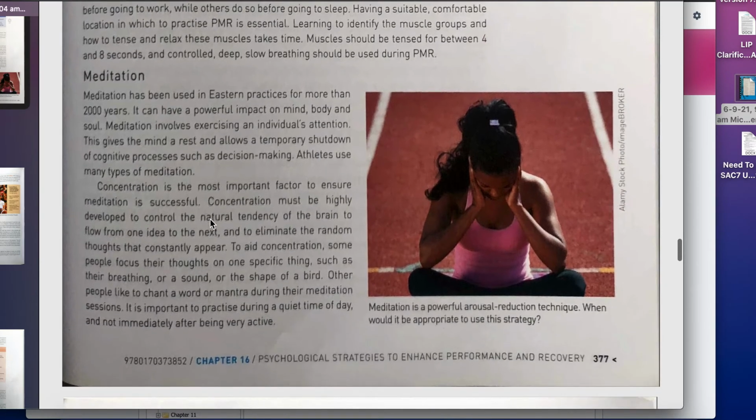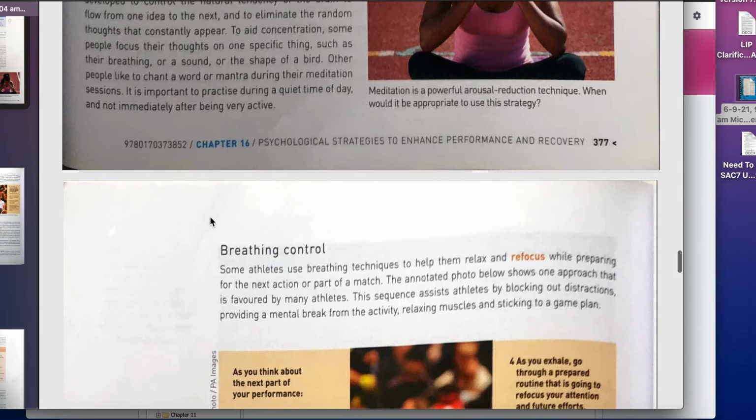Meditation takes place where people will shut their mind off and try and believe that they can move out of the space that they're currently in to try and focus on things other than the race, the game, the performance. Okay, so each of these are trying to reduce high levels of arousal and relax people.